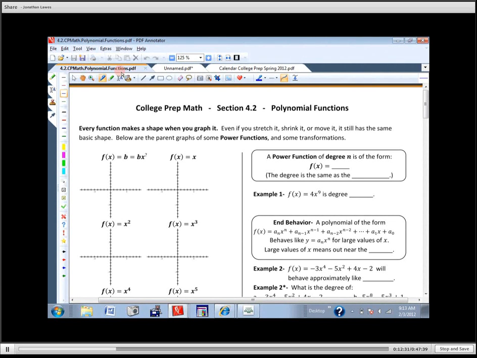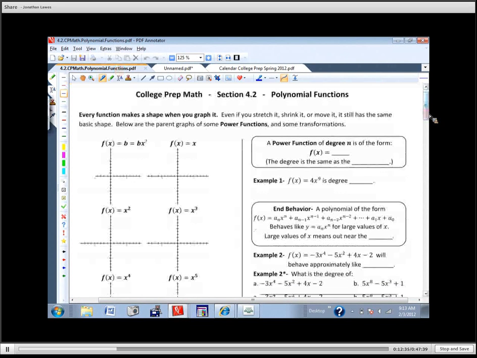They're called power functions. Okay? So I've said this before numerous times. Every function makes a shape when you graph it. Okay? And once you know what that shape is, you can stretch it, you can shrink it, you can move it right, left, up, down, all that sort of stuff. One of the easiest type of functions to know what they look like are called power functions. Okay? So we're going to take these and we're going to do some transformations on those, and we're going to make polynomials out of these. Okay? So this is actually a type of power function.